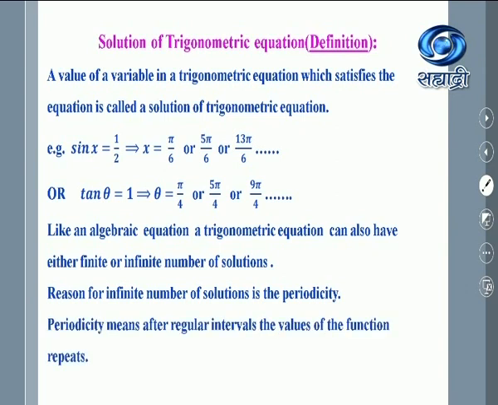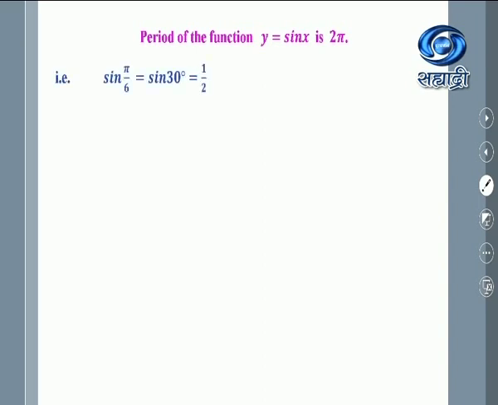Now the reason for getting infinite number of solutions is the periodicity. And you know what is the periodicity? After regular intervals, the values of the function repeat. You will get an idea if we see this example. You know the period of sine function y equal to sin x is 2 pi. And we know sine 30 degrees, that is sine pi by 6, is equal to 1 upon 2. As the period is 2 pi, we can write sine of 2 pi plus pi by 6 is again equal to sine pi by 6, which is equal to half.